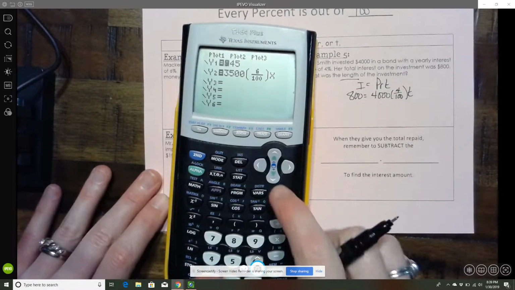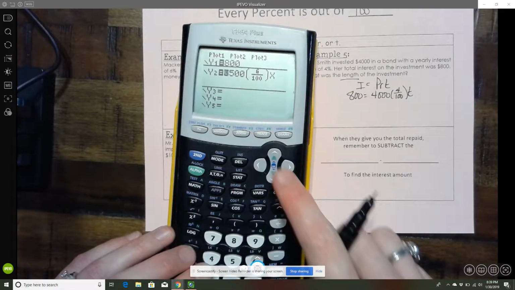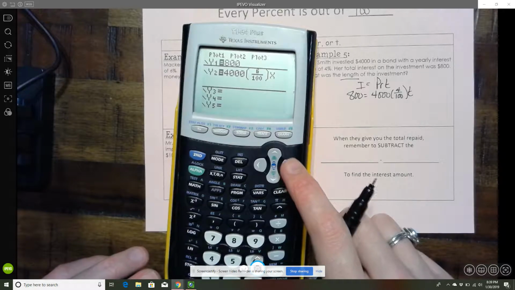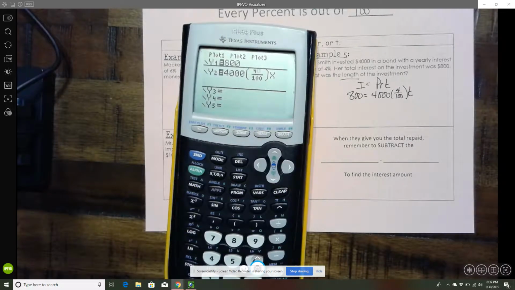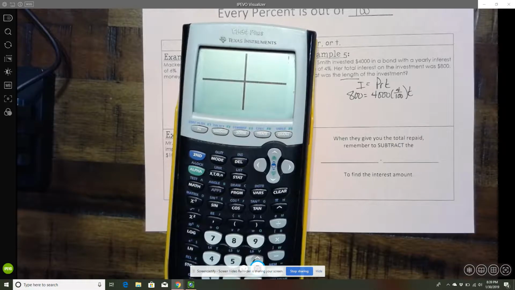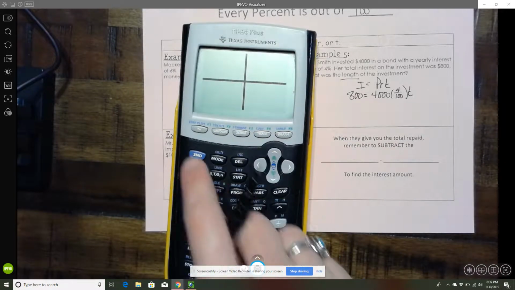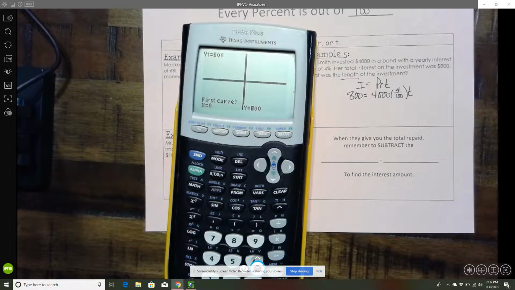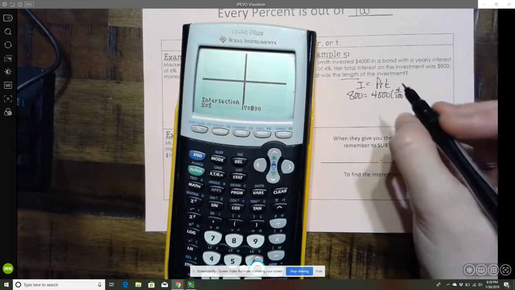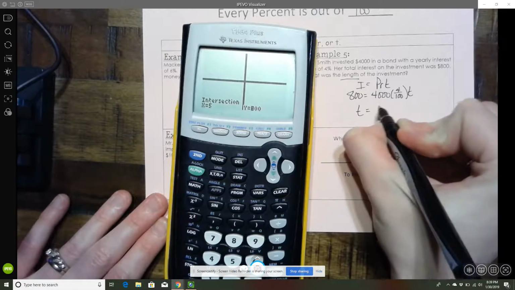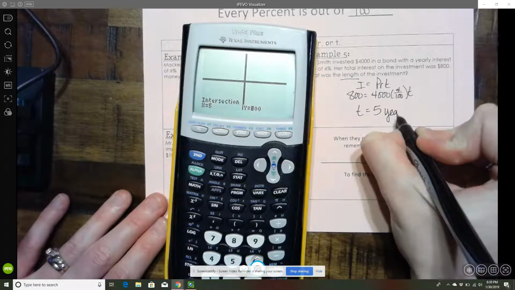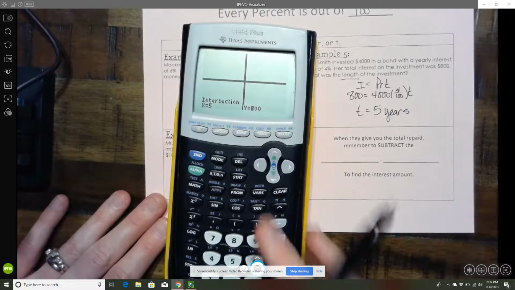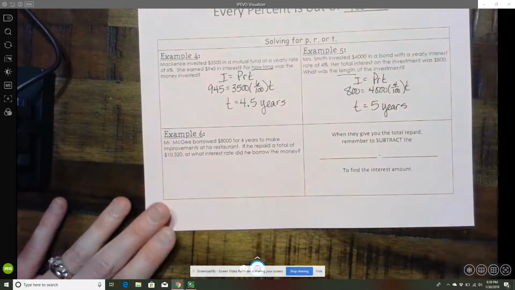So Y equals, this is 4,000 and my interest rate. And then we can graph that. So second trace 5. And I would get a time of 5 years. I apologize that my calculator's not showing where those lines cross.